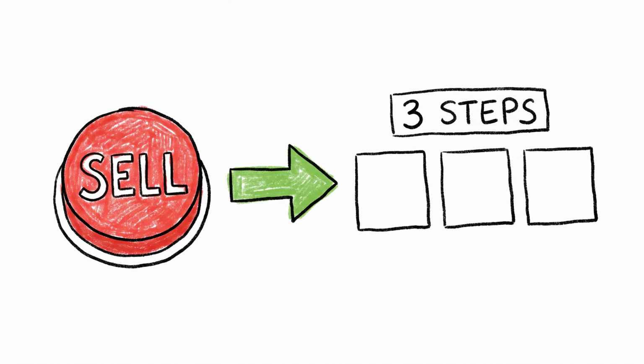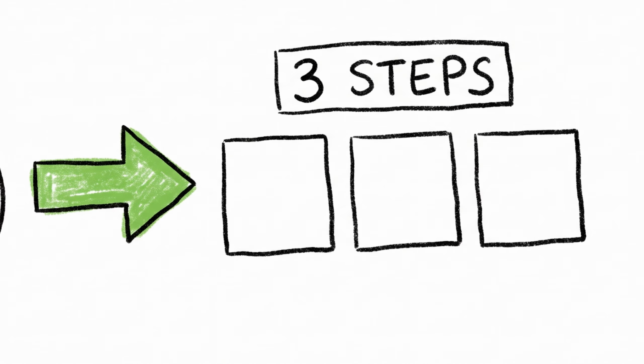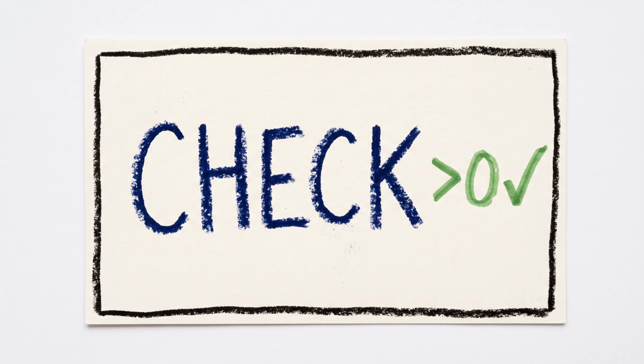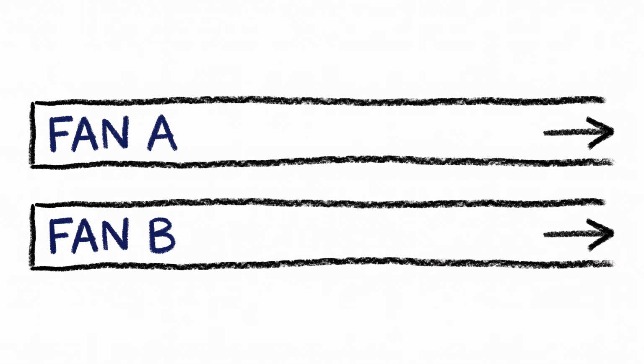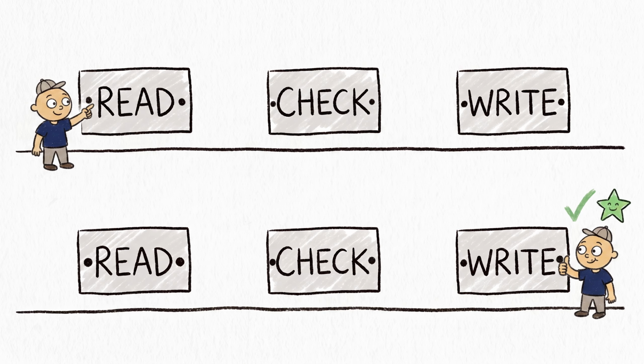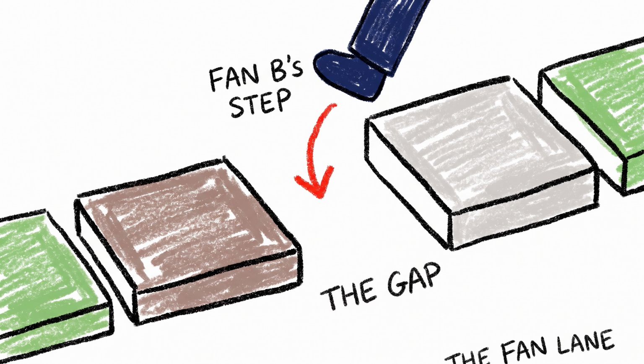Selling a ticket looks like one action. To the computer, it's 3 quick steps. Read how many are left, check that it's more than 0, subtract 1, and confirm the sale. Let's line up what each fan's request does step by step on the same timeline. The trouble is the little gaps between those steps, because that's where the other request can slip in.